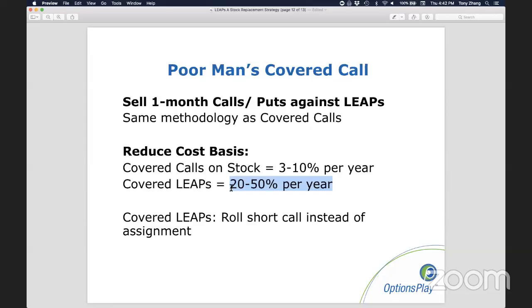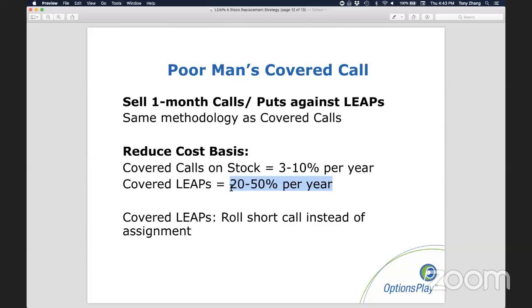So for those of you that own 2-year leaps, if you're selling 1 month calls against it, sometimes you're able to even reduce your cost basis down to effectively zero if you're able to do this over and over again throughout the year. So covered leaps really provide you with quite a bit of income with respect to the cost to buy a leap and still giving you that same upside exposure.